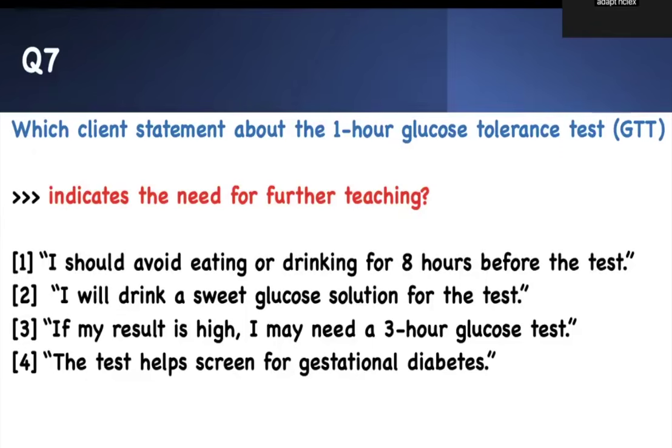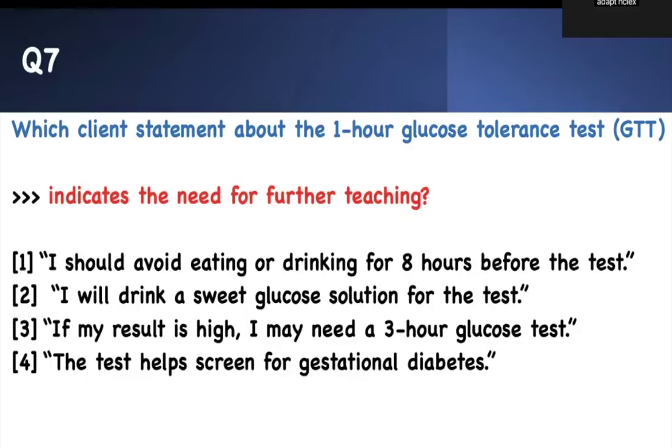I should avoid eating and drinking for 8 hours before the test. Is that true? I will drink a sweet glucose solution for the test. Is that true? If my result is high, I will need a 3-hour glucose test. Is that true? The test helps screen for gestational diabetes. Is that true? That is the concept.